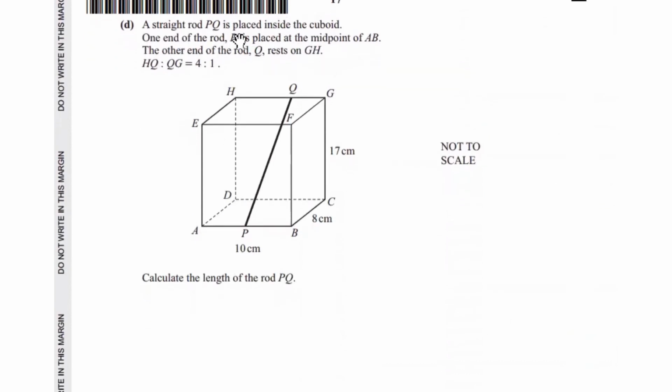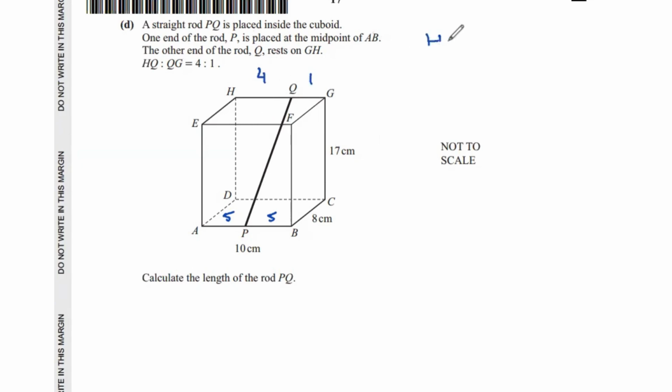Then it says a straight rod PQ is placed inside the cuboid. One end of the rod, P, is placed at the midpoint of AB, and the other end of the rod, Q, rests on GH. HQ to QG is 4:1. Calculate the length of the rod PQ. So if P is the midpoint of AB, this is 5, this is also 5. The end of the rod Q rests on GH, where it's 4:1. So this is 10.